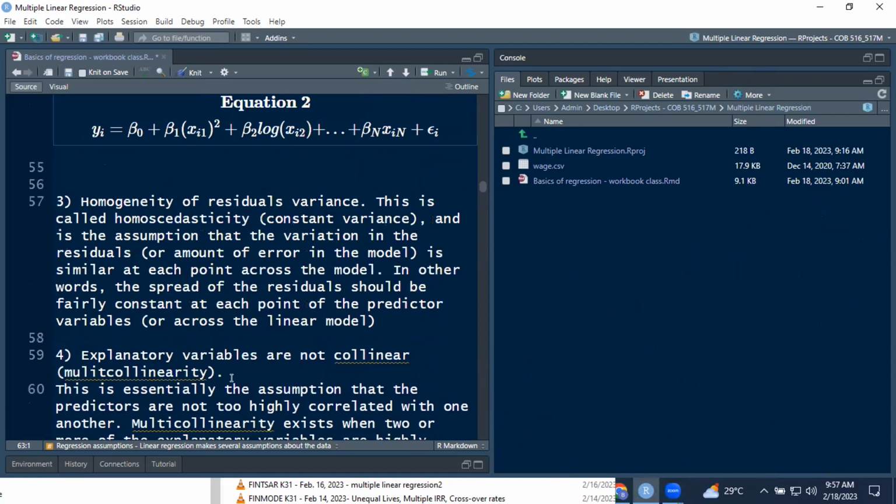And lastly, sabi natin, the explanatory variables, independent variables, they must not be collinear. No? Dapat, kung correlation titingnan natin, dapat mababa yung correlation. Okay.